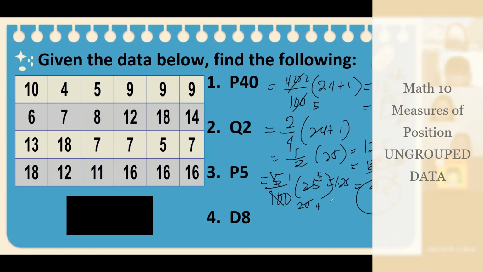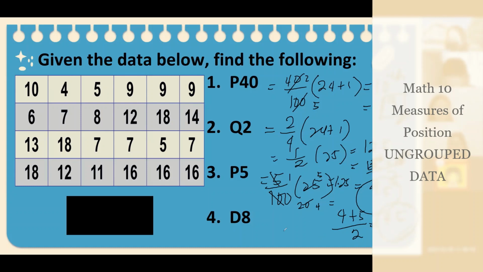1.25. So you have to consider the first and second scores. And those scores are 4 and 5. So between 4 and 5, that's 4.5. Or 4 plus 5 is 9, divided by 2, that's why it's 4.5. So 4.5 ang percentile 5.